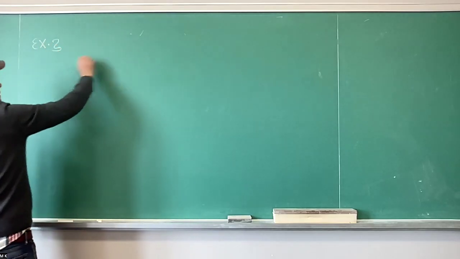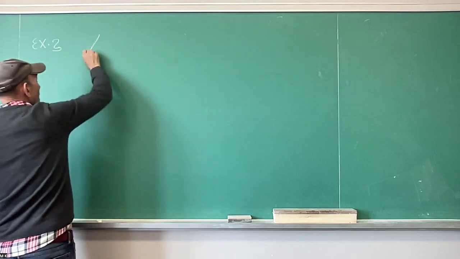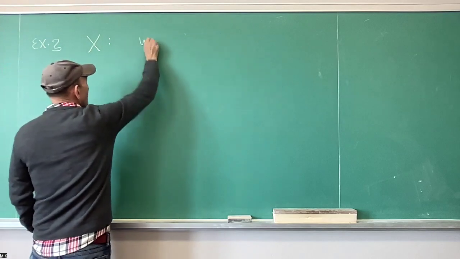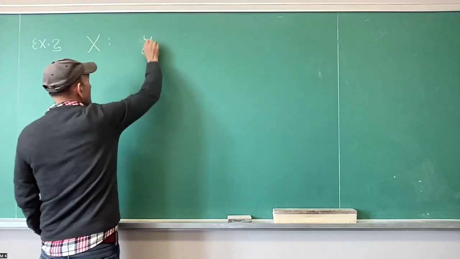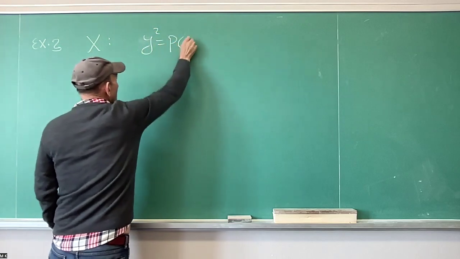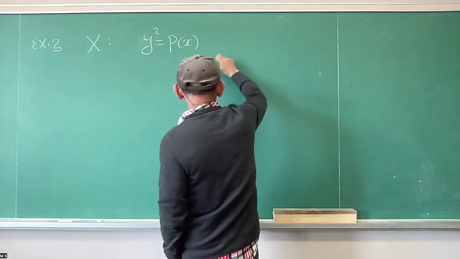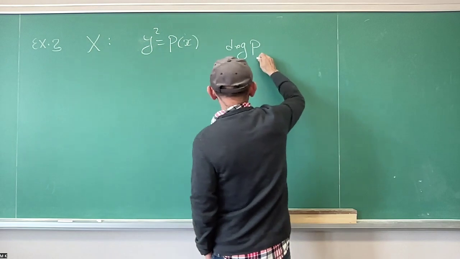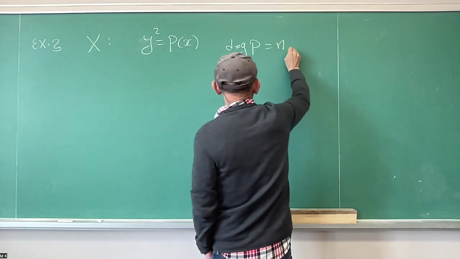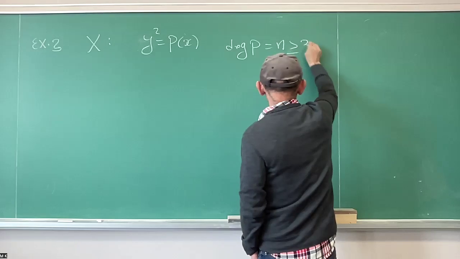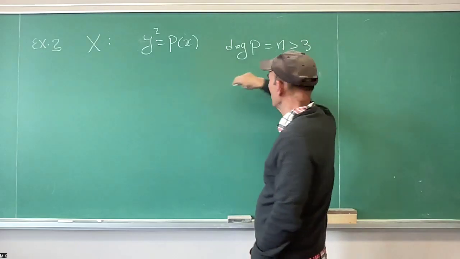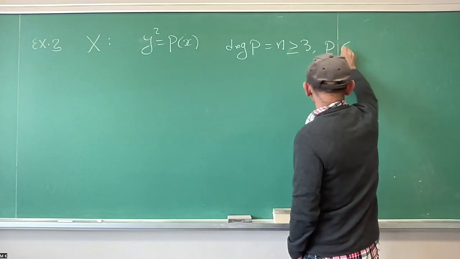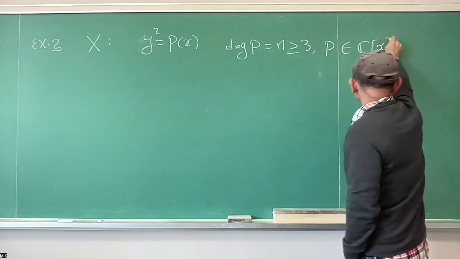This is example 3. So this one was like X is a smooth affine curve, which was like y squared equal to p of x. So what is p of x? P of x is a degree n polynomial. Let's take n at least 3. I mean, 2 is also okay, that's not a problem, but I'm going to take it at least 3 because that's a very interesting thing to start. And P belongs to C of x. It's just a complex polynomial, right?